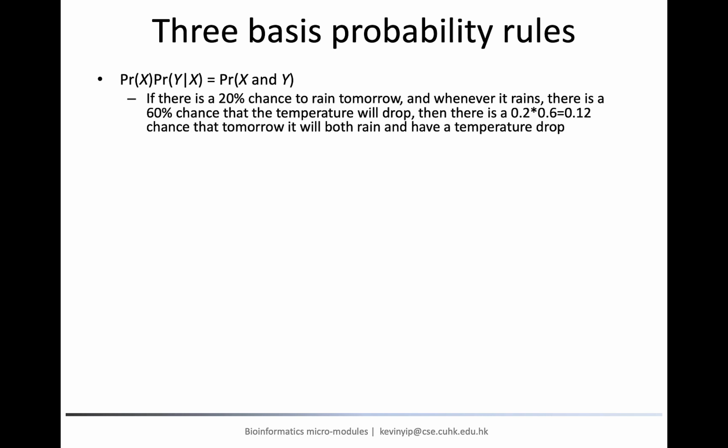To see what it means, suppose x is whether it will rain tomorrow, and y is whether the temperature will drop tomorrow. Suppose unconditionally, there is a 20% chance that it will rain tomorrow, and given that it will rain, there is a 60% chance that the temperature will drop. Then the probability that tomorrow it will both rain and have a temperature drop is simply 0.2 times 0.6, which is 0.12.